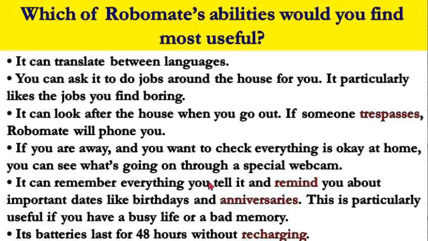It can remember everything you tell it and remind you about important dates like birthdays, anniversaries, and so on. So reminding you about important dates is very important. The last one, its batteries last for 48 hours without recharging. So imagine you have a RoboMate friend, a robot friend which can help you for 48 hours without recharge. These are the abilities that we can find in a RoboMate.